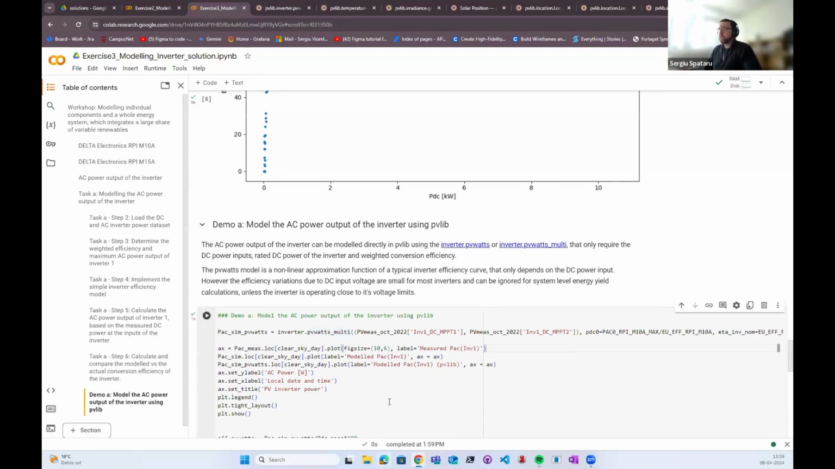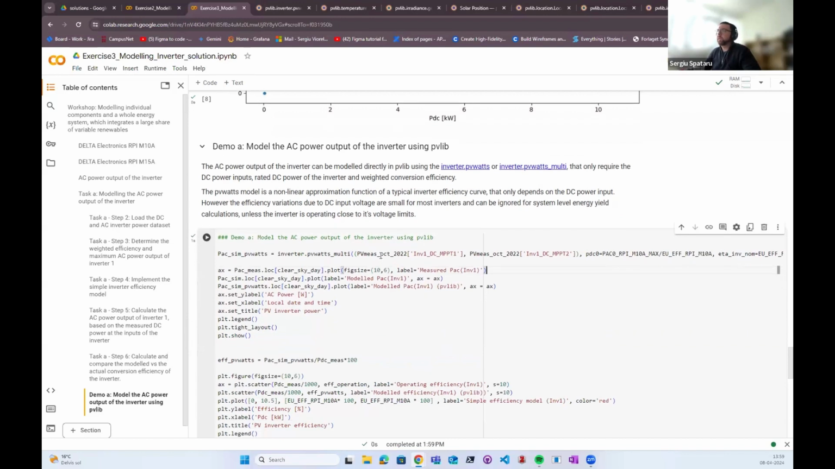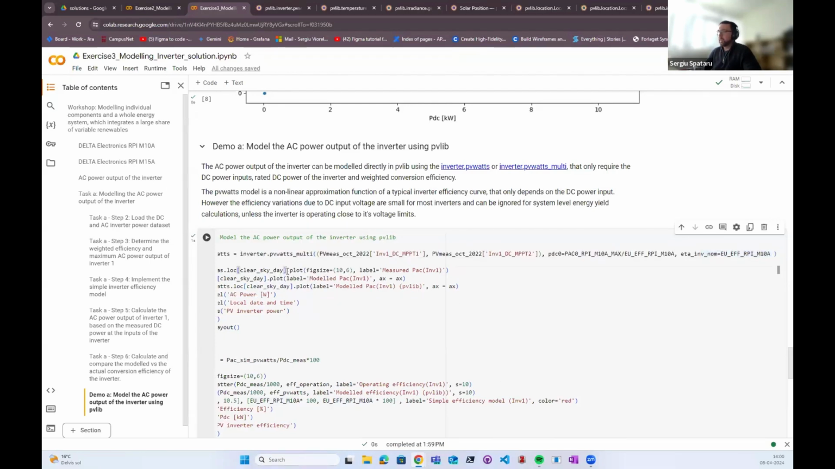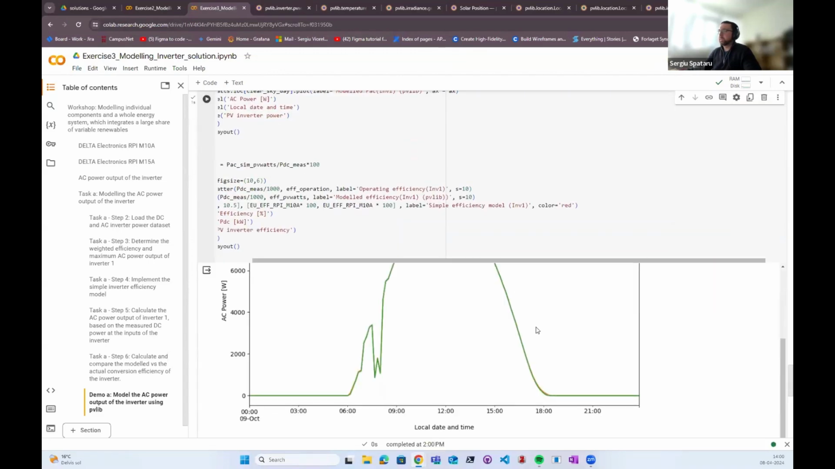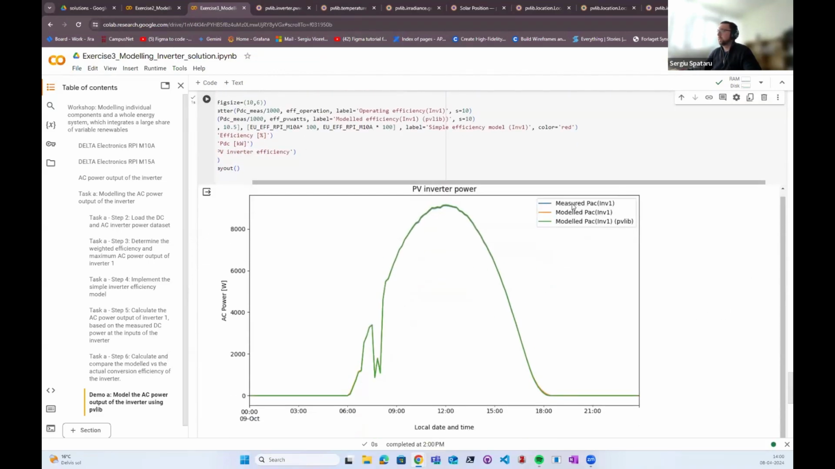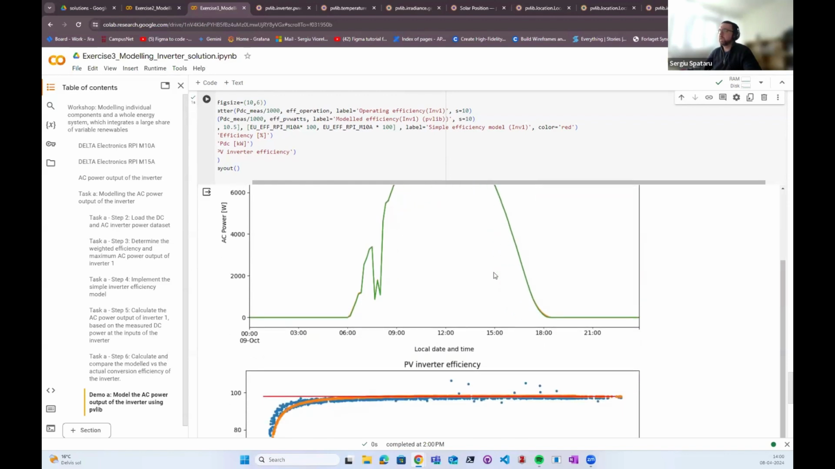And if we run this one, if we use the multi version, we provide the measured DC power from the two MPPTs plus the DC rated power of the inverter, which we obtained by multiplying the AC rated power with the efficiency, and then the weighted efficiency of the inverter, and then we get something like this. We can see our model is in orange, the pvlib model is in green, and the measured is in blue, and they coincide fairly well.